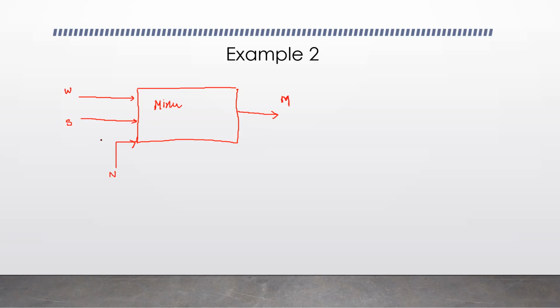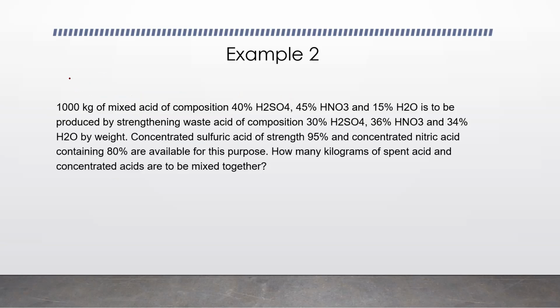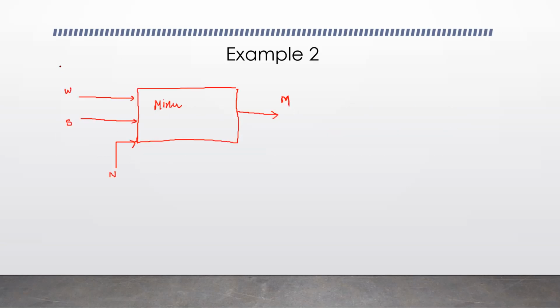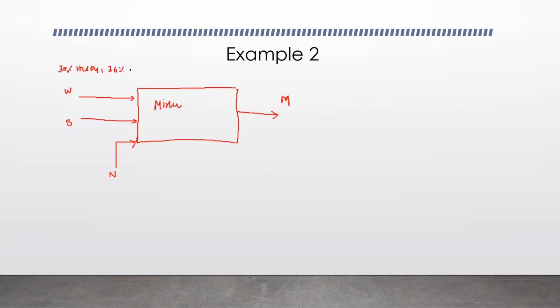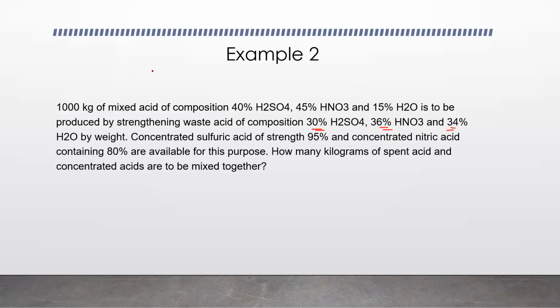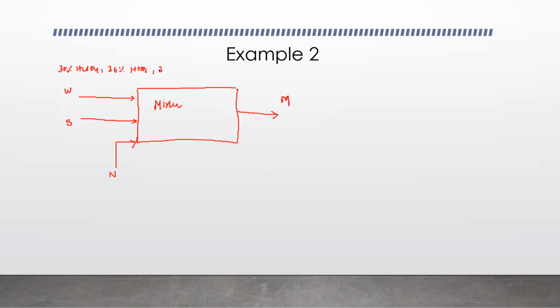So now there are more than 2 components. There is sulfuric acid, there is water, and there is nitric acid. So I'm not going to write XW, XN, nothing like that. I'm just going to write the percentages over here so that you people are not confused. So we have waste acid as 30% H2SO4, 36% HNO3, and 34% water. So 30% sulfuric acid, then 36% nitric acid, and finally 34% water.